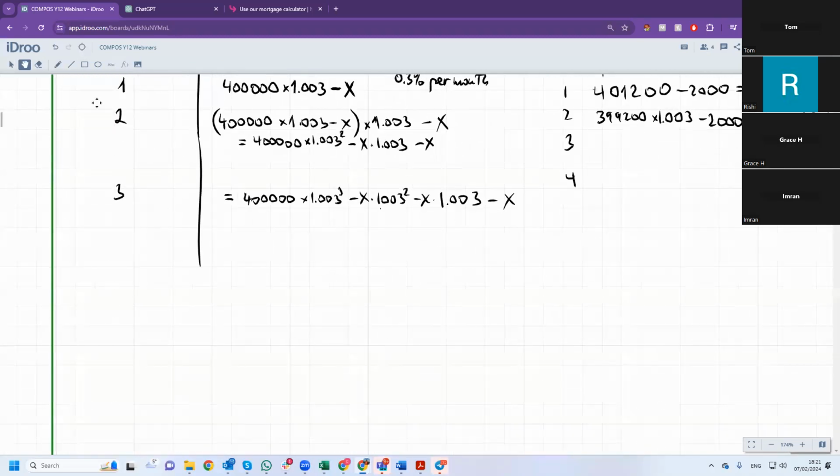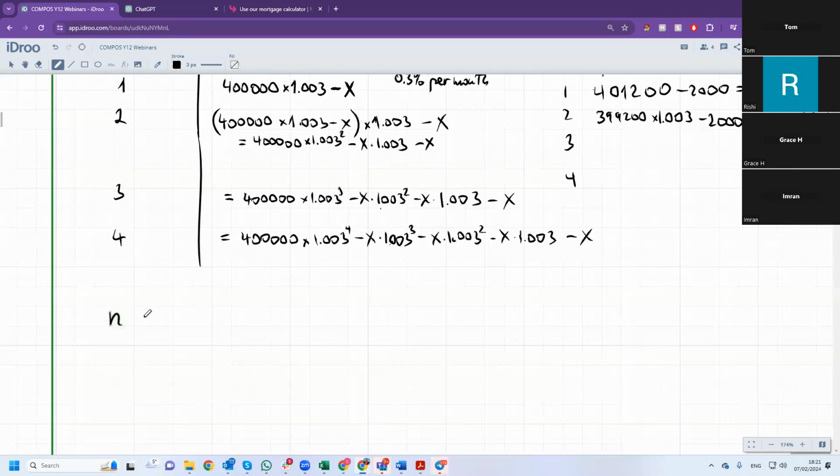Do you see a pattern? Should I do another month? It's going to be 400,000. So every month you multiply by 1.003 and then minus x. Yes, we will do that. 1.003 to the power 4 minus x times 1.003 cubed minus x times 1.003 squared minus x times 1.003 minus x.